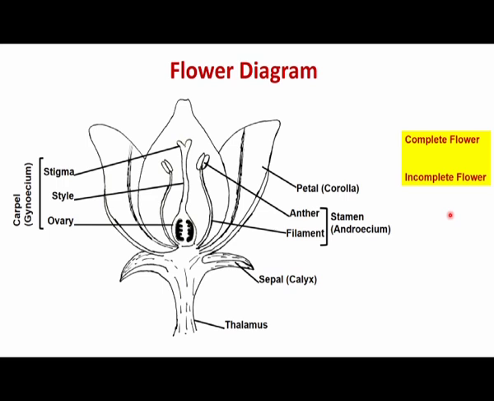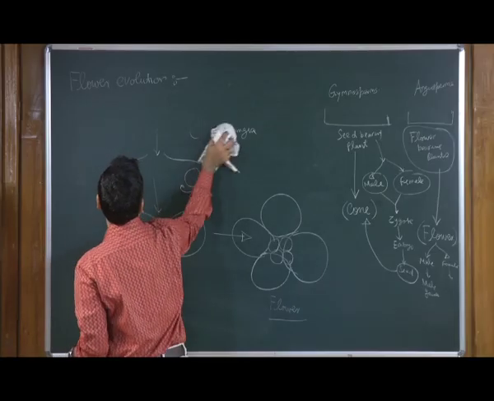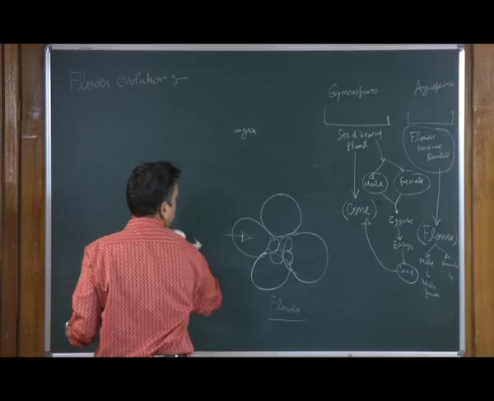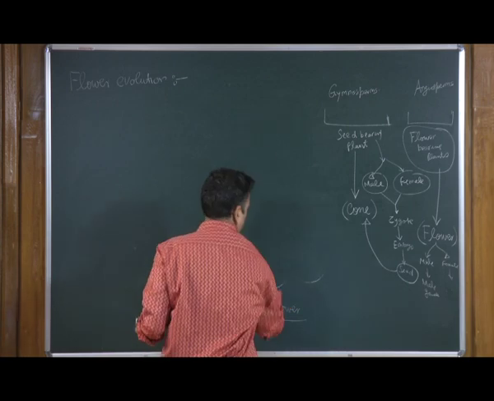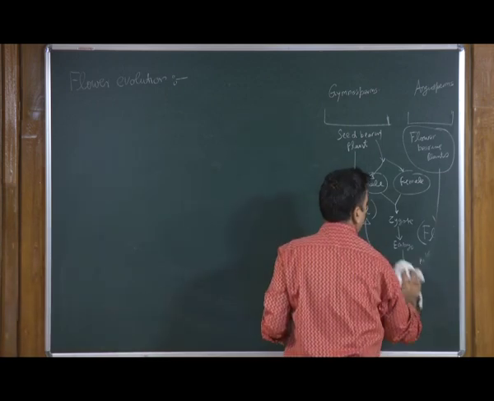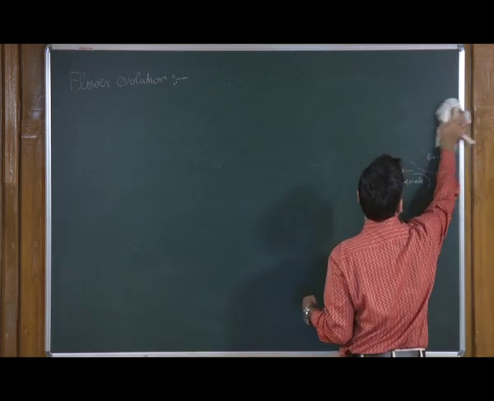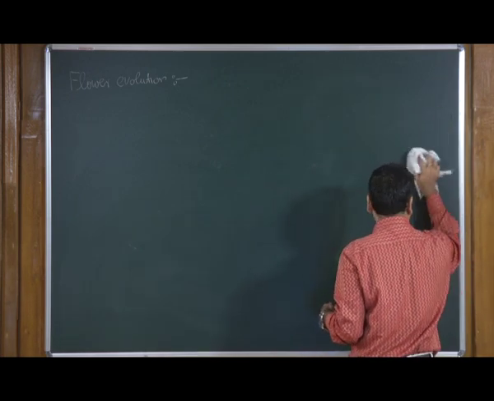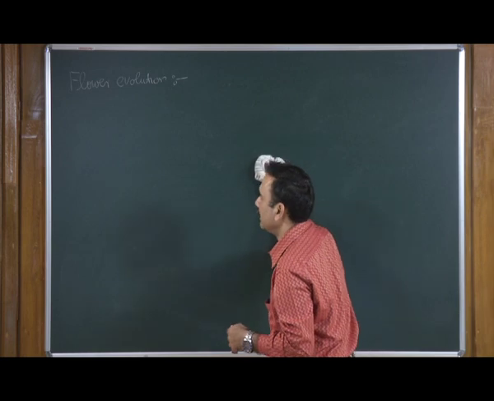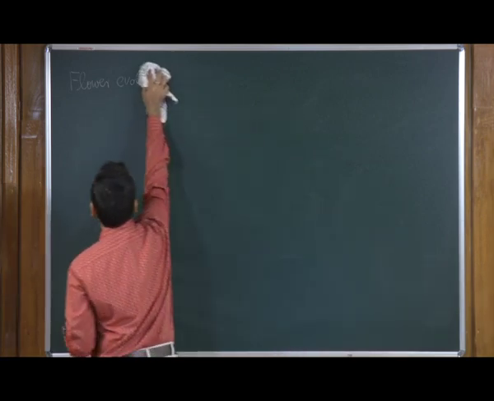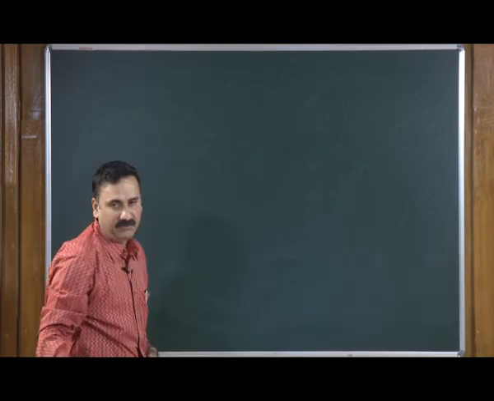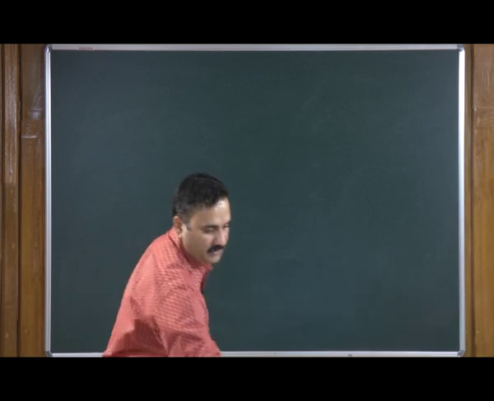In addition to that, the flowers could be of two different types. One is called the male flower or the female flower, depending on whether they contain only the male sex organ or the female sex organ, but the flower could be bisexual in nature as well.